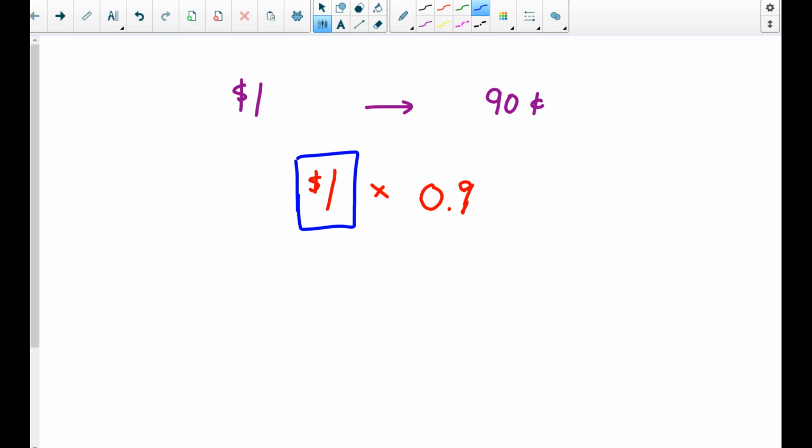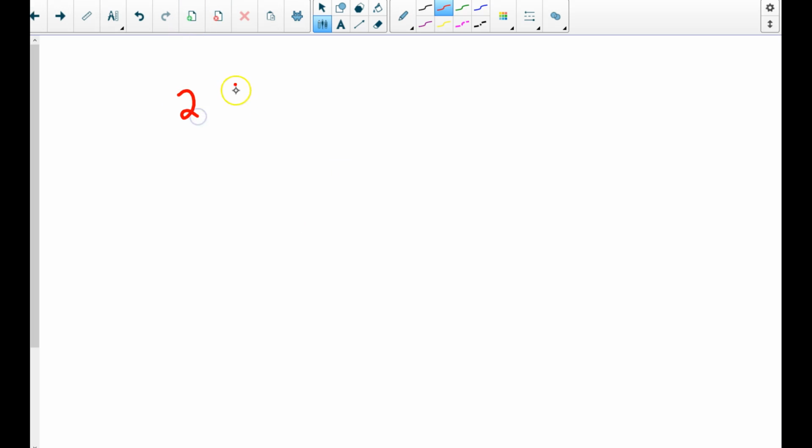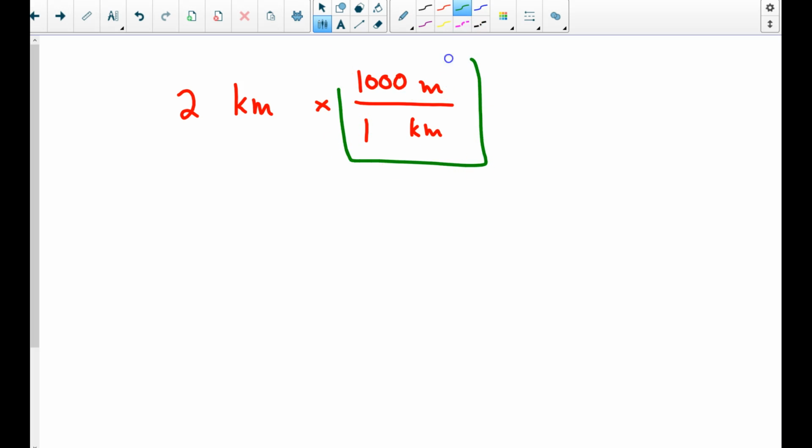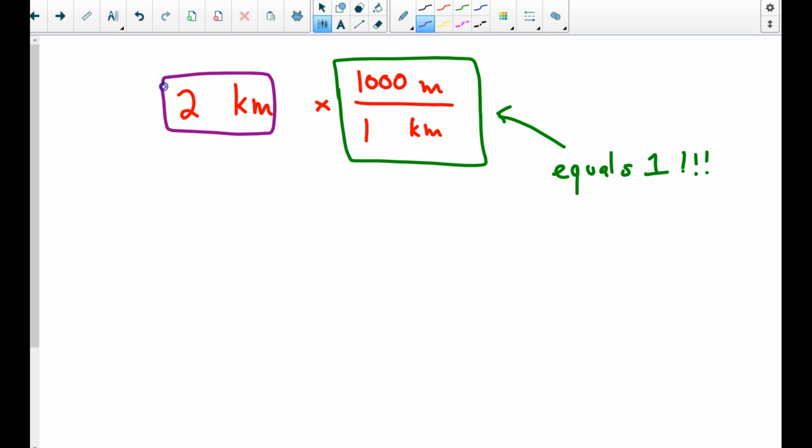How do we keep the amount the same? Instead of multiplying by 0.9 or anything else, we always multiply by 1. So whenever you convert, for example, if we have 2 kilometers and we say, well, 1 kilometer is equal to 1,000 meters, this fraction that we multiply by equals 1. That's really important, because if it didn't equal 1, then we would not be preserving the original quantity.